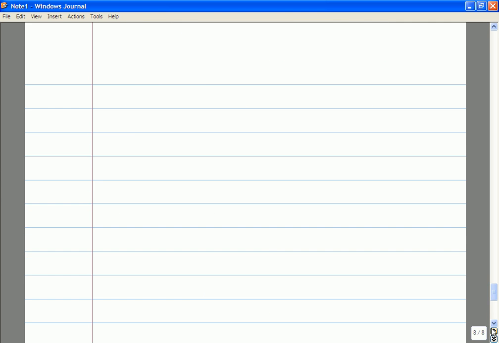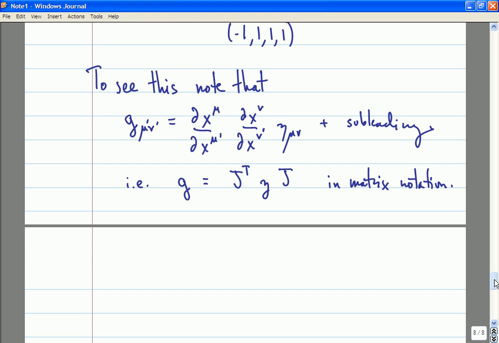So, since eta has these properties, namely, it is a symmetric matrix, it has non-zero determinant, and it has eigenvalues minus 1, plus 1, plus 1, plus 1, so must the metric G.